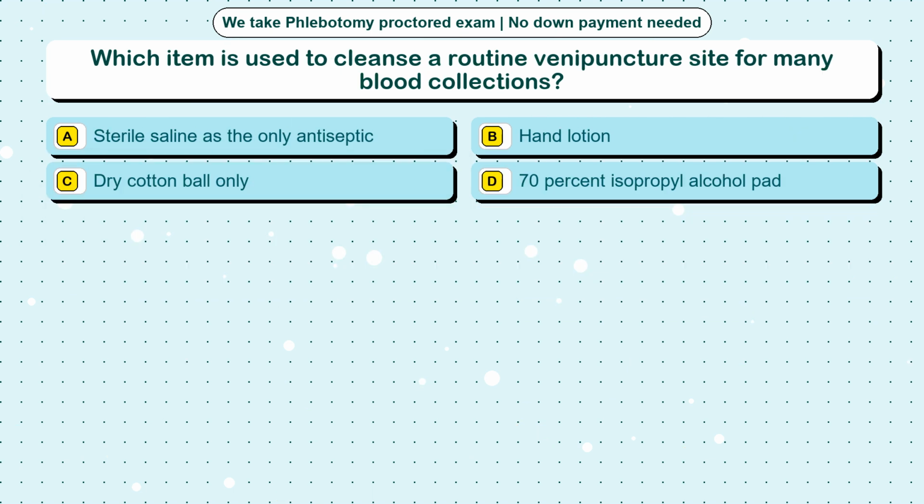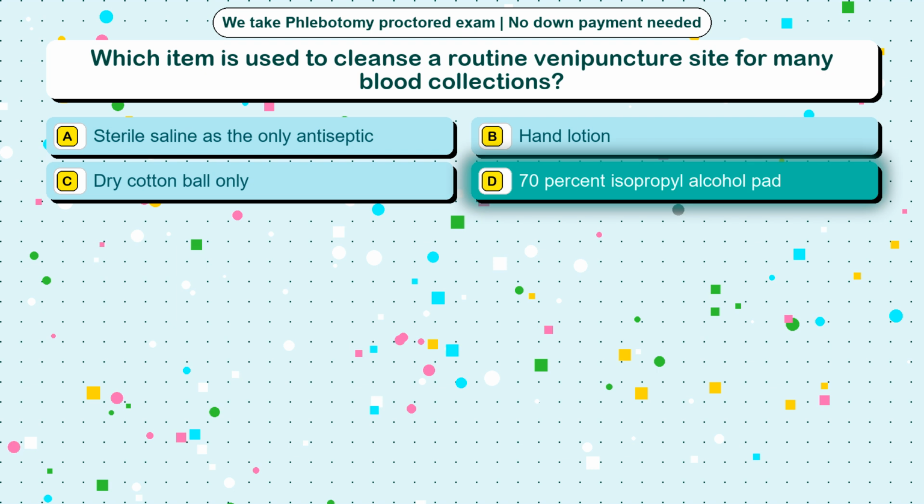Question 59. Which item is used to cleanse a routine venipuncture site for many blood collections? Option A. Sterile saline as the only antiseptic. Option B. Hand lotion. Option C. Dry cotton ball only. Option D. 70% isopropyl alcohol pad. The correct answer is option D.